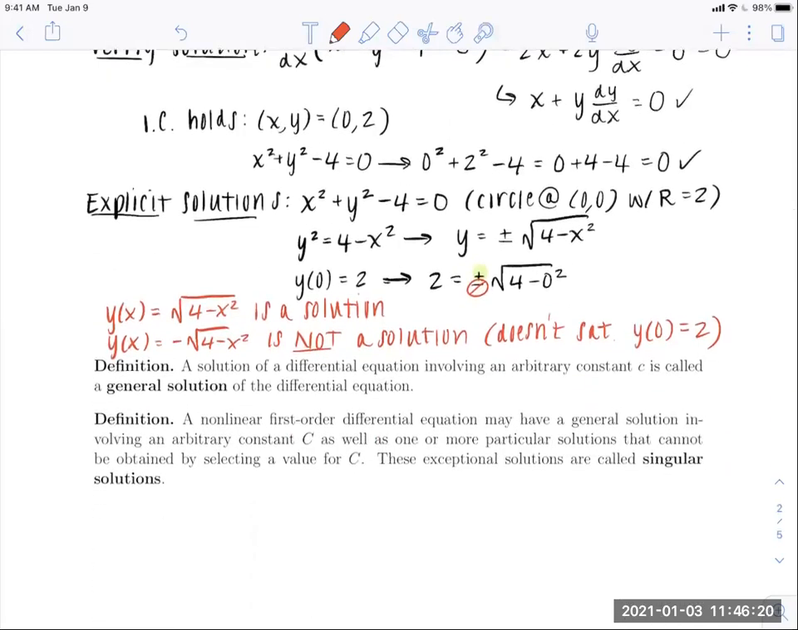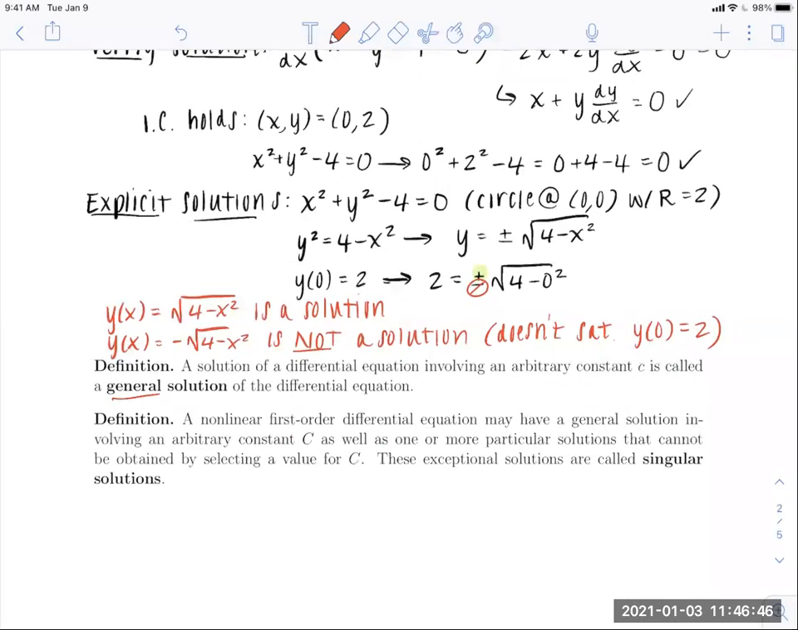All right, so we have a couple more definitions here at the bottom of page 2. We say that a solution of the differential equation involving an arbitrary constant c is called a general solution. So again, general solution means that you can leave it in terms of your constant of integration. If we're looking for a particular solution, that means you should solve for that constant of integration using the initial condition.